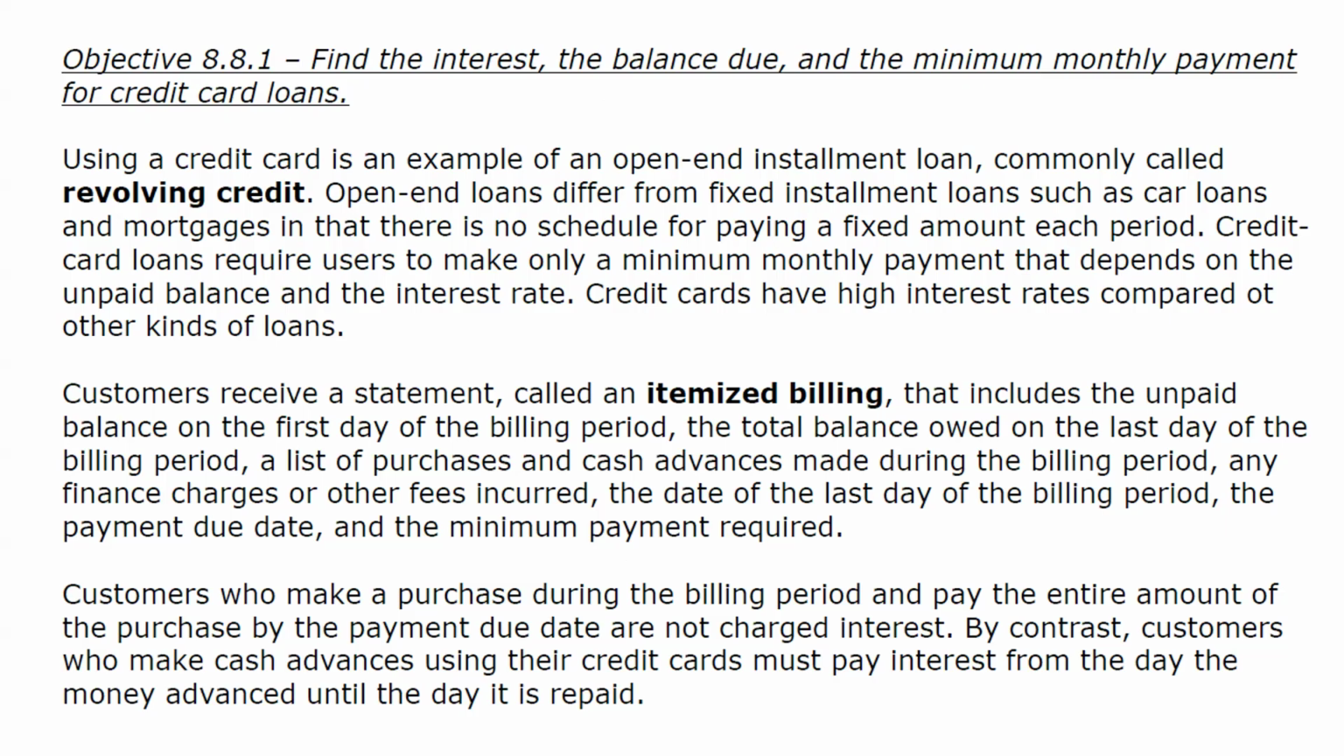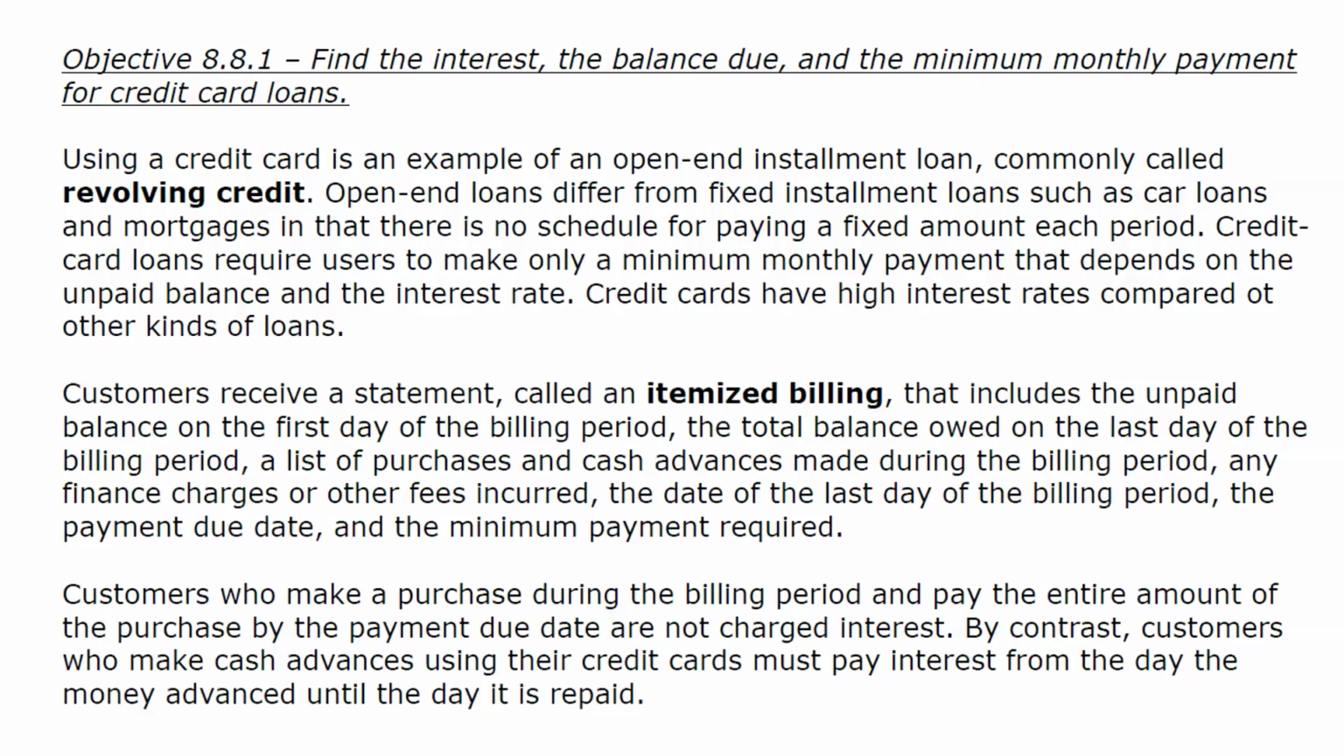So using a credit card is an example of an open-end installment loan, commonly called revolving credit. Open-end loans differ from fixed installment loans such as car loans and mortgages in that there's no schedule for paying a fixed amount each period. Credit card loans require users to make only a minimum monthly payment that depends on the unpaid balance and the interest rate. Credit cards have high interest rates compared to other kinds of loans.